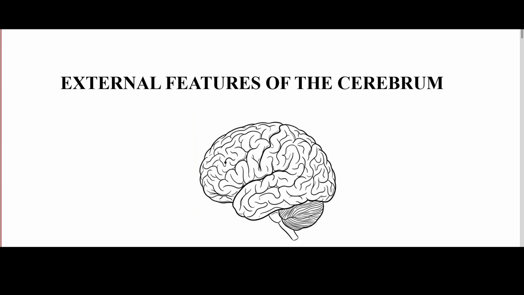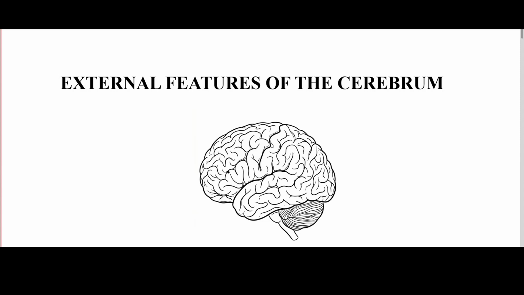Alright, in this video, we are going to talk about the external features of the cerebrum. Now, the cerebrum is the largest part of the brain, and it's responsible for higher functions like thinking, perception, and voluntary movement. So this is the cerebrum, and here we have the cerebellum, and here we have the brain stem.